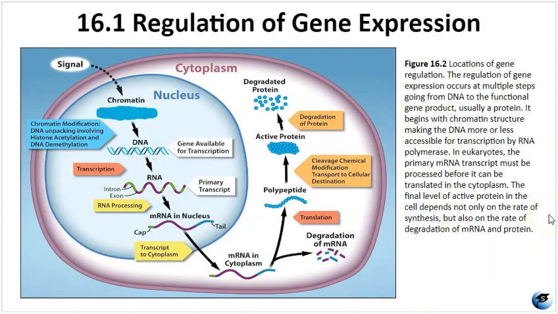Figure 16.2 is giving an overview of all of the places along the pathway from DNA to protein where gene expression is regulated in eukaryotic cells. So in eukaryotic cells, the regulation begins at the very beginning in the chromatin structures in DNA, and then it continues. You have more regulation happening during transcription, the mRNA, and then the rate of synthesis and degradation of mRNA and proteins is also regulated out here in the cytoplasm.